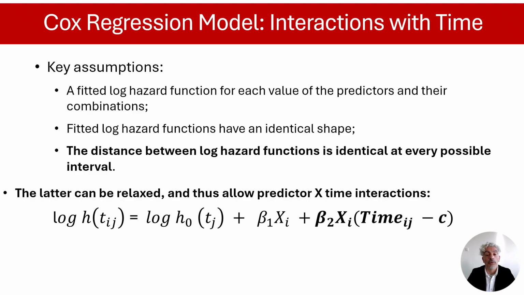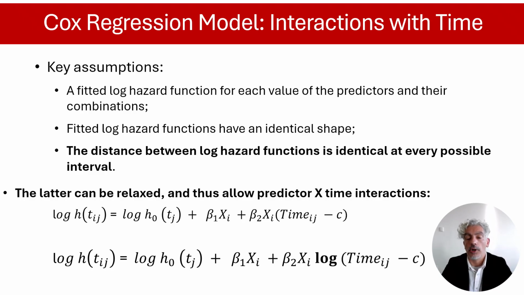If the beta 2 is positive, it means that the log hazard function will increasingly move upward vertically with increasing time. Whereas if the beta 2 is negative, it means the log hazard will increasingly move vertically downward with increasing time units.